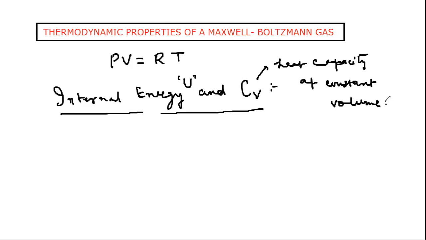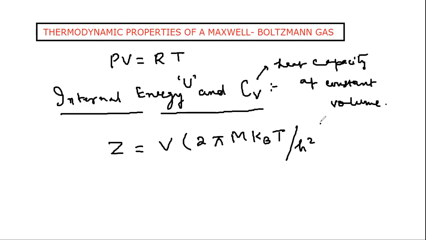Remember, in the last lectures, we have solved for the partition function. Let me write that expression. Z is equal to V times (2 pi m k_B T over h squared) whole raised to the power 3 by 2.